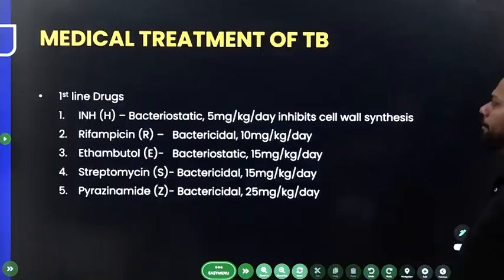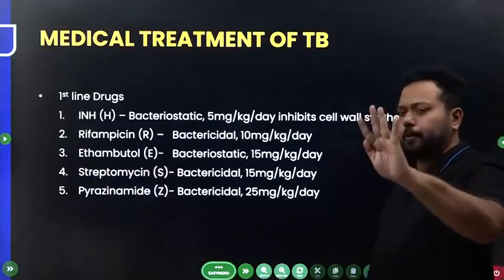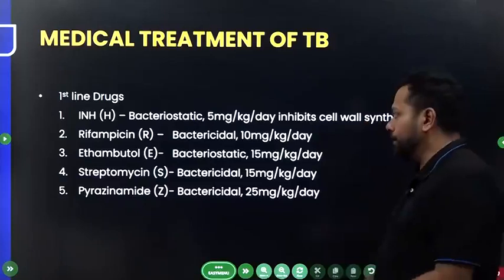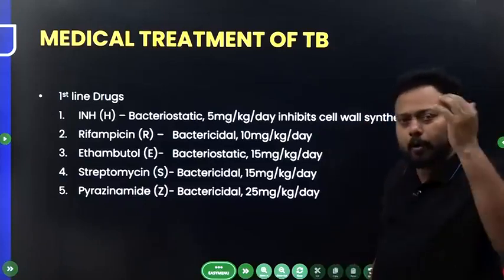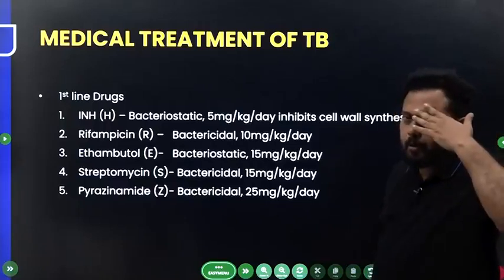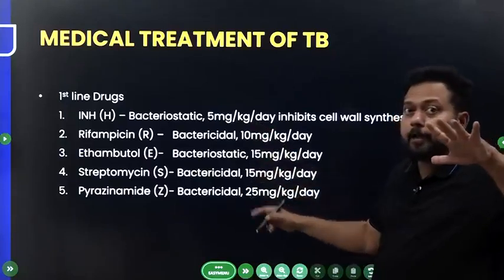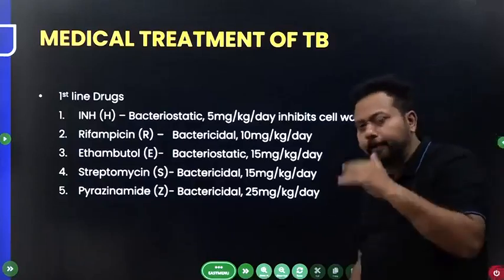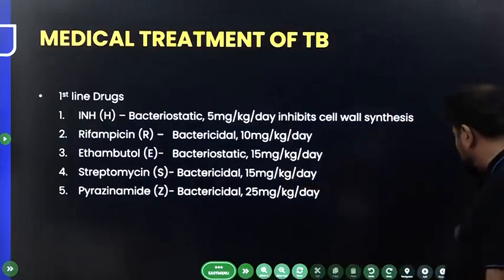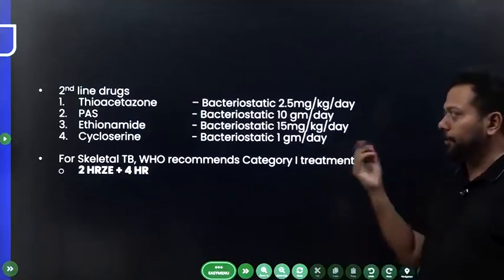Medical management in general of skeletal tuberculosis, first line drugs are INH, rifampicin, ethambutol, streptomycin, pyrazinamide. 5 drugs. Please go and revise from your previous recording, where I had elaborated INH, what's the dose, main complication, everything. For first line drugs, 5 drugs. Second line drugs: thiacetazone, para-aminosalicylic acid, ethionamide, cycloserine.